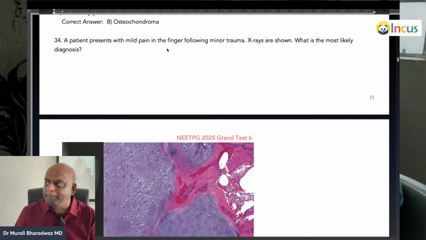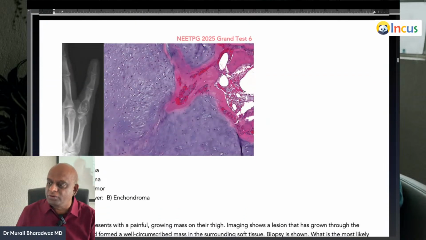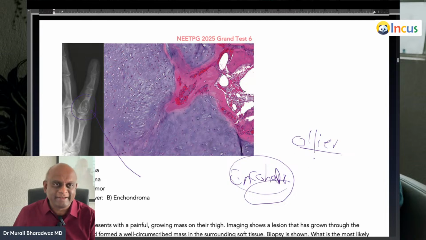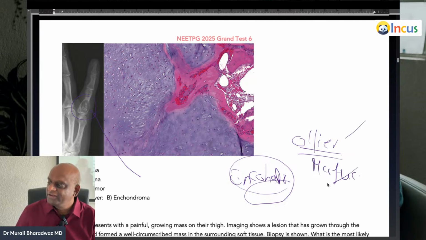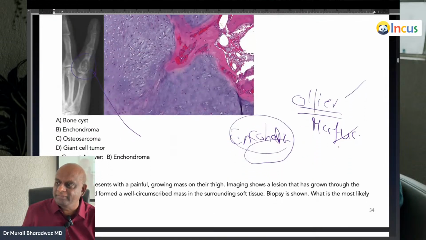A patient presents with pain in the finger after a minor trauma. X-rays are being shown to you. So what do you see here? Enchondromas. Enchondromas can be part of Ollier's disease and one more, Maffucci's syndrome. Maffucci's syndrome and Ollier's disease. So what is the difference between the two? I already discussed in our live class. You need to do the revision.